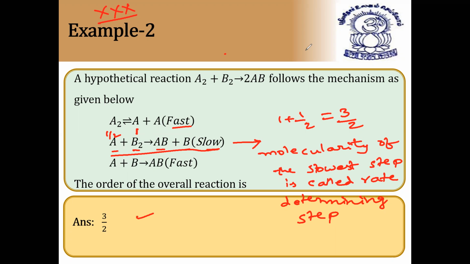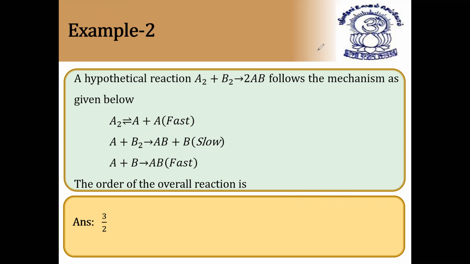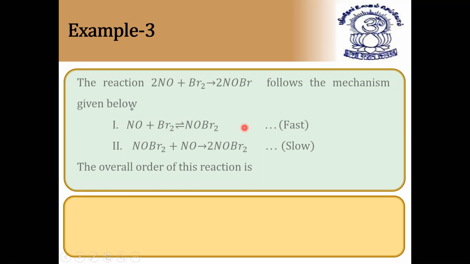So this type of question is very easy. Just see that. This model is very important. Simply, the slowest step is called the rate determining step, and the number of molecules involved in the slowest step is called the order of that reaction. Let us see one more example.